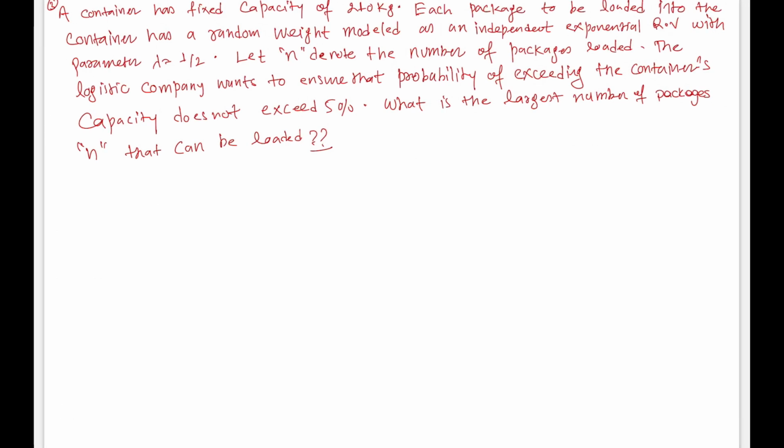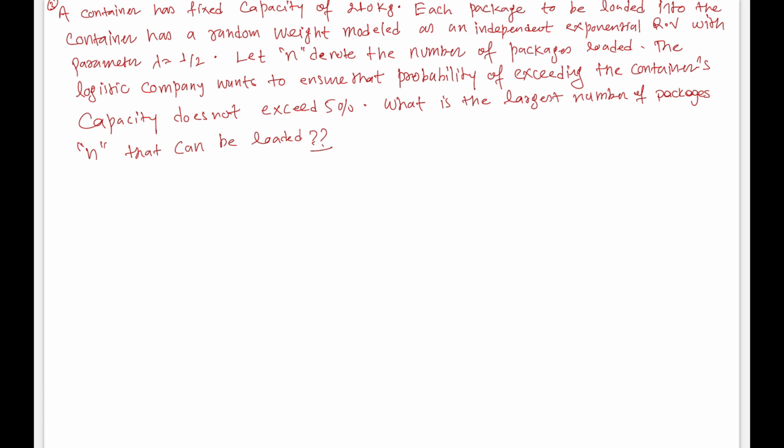A container has a fixed capacity of 210 kg. Each package to be loaded into the container has random weight modeled as an independent exponential random variable with parameter half. Let n denote the number of packages loaded. The logistics company wants to ensure that the probability of exceeding the container's capacity does not exceed 5%. What is the largest number of packages, that is n, that can be loaded?